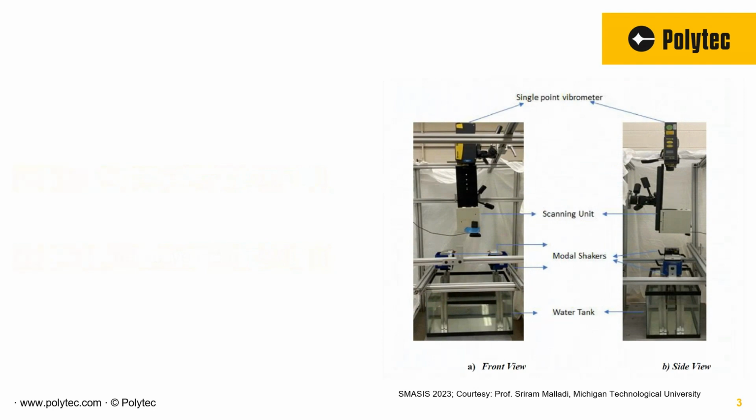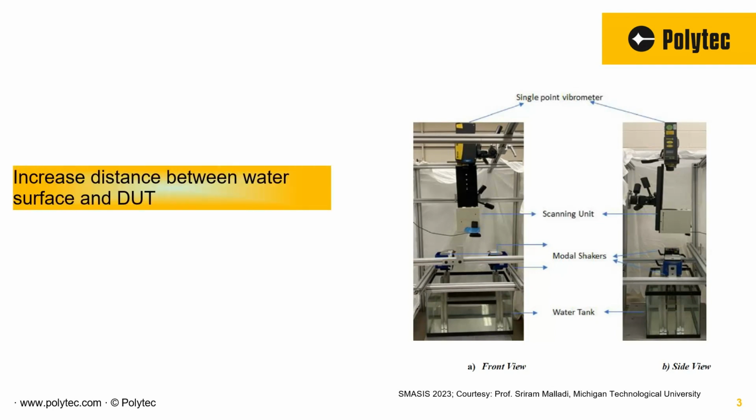Another example, this one is using one of our single point vibrometers with a scan set or some scanning mechanism in front of it to make it a single point scanning vibrometer. Continuing with the theme, you want to increase the distance between the surface of water and where your device or measurement object is sitting, because that way you are ensuring that you are focused on the object and, as much as possible, defocused on the surface of water. So if you increase that distance, that definitely helps.